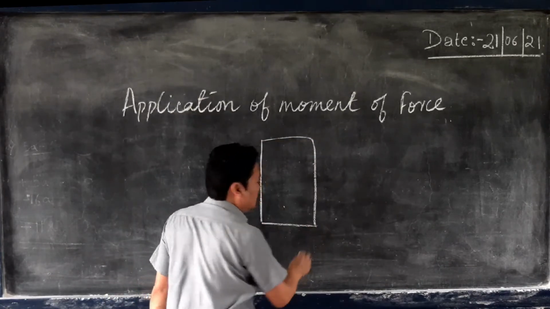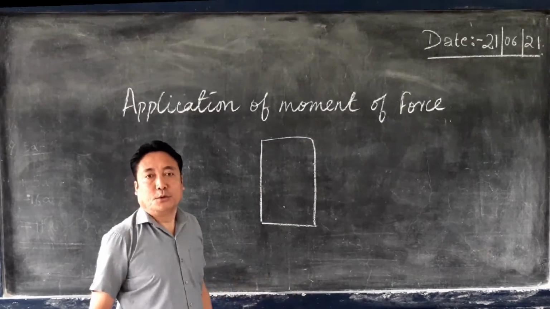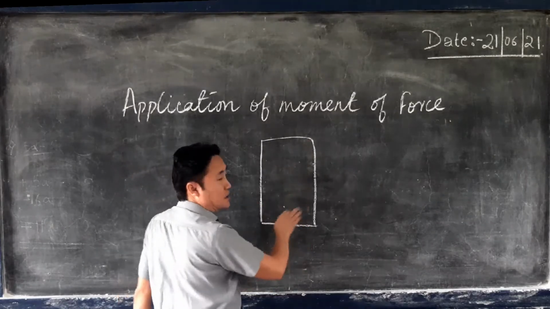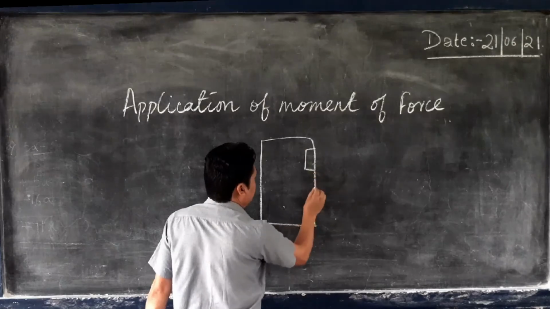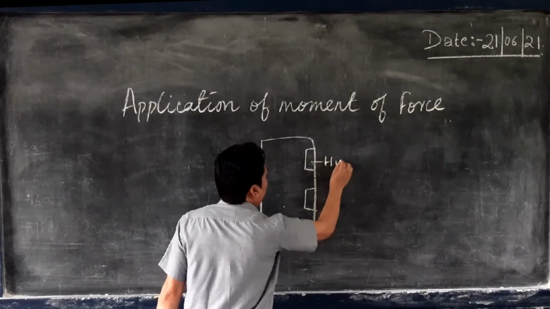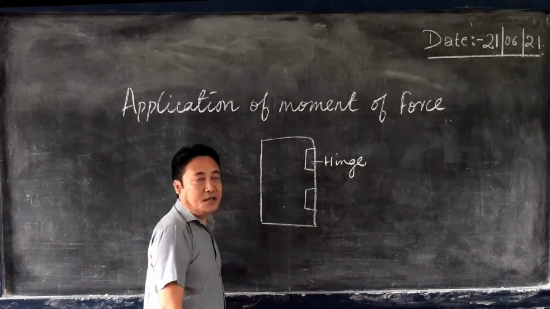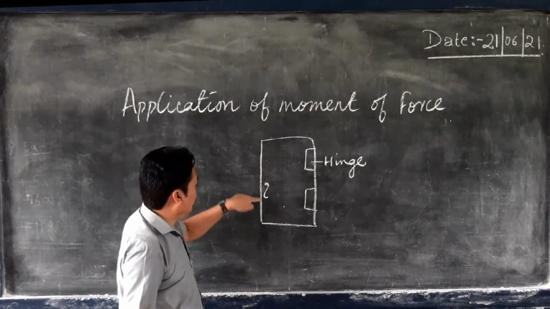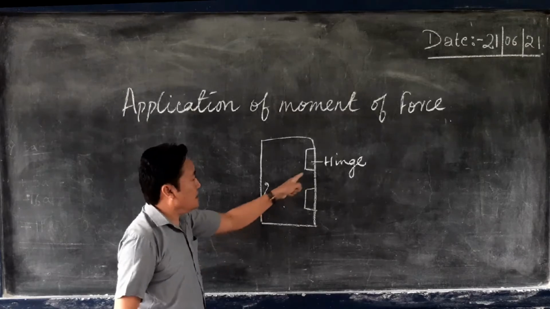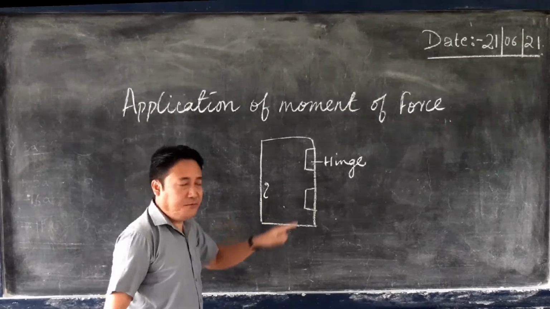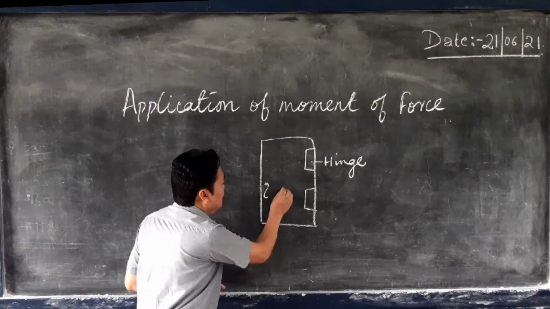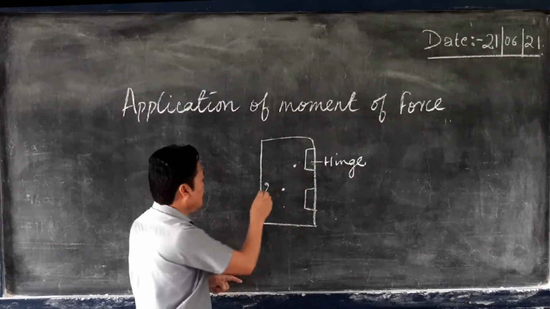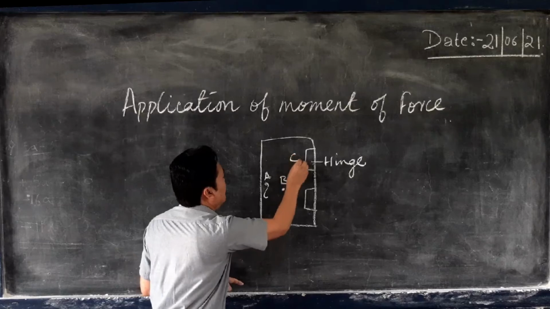A door: it is easy to open or close a door when the handle is away from the hinge. So let us consider this is a door and this one is a hinge, H-I-N-G-E, hinge. And the handle is here near the edge of the door. So this handle is away from the hinge. If you place the handle at the middle or very close to the hinge, that means this is A, B and C, three places.